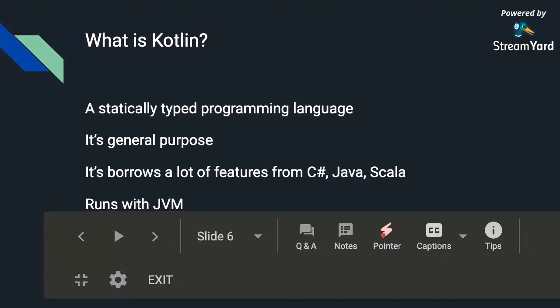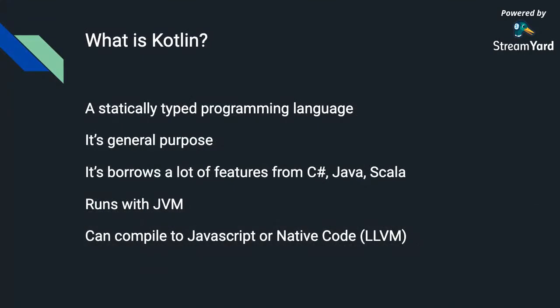LLVM is a collection of compilers that help you compile code into native-level code, right? So LLVM is a toolchain in particular, and Kotlin can compile down to that code. So if I have to say in short what Kotlin is: Kotlin is a statically typed language. It's a general purpose language. It derives a lot of features from other object oriented languages, and it primarily targets the JVM. So that's what Kotlin is.